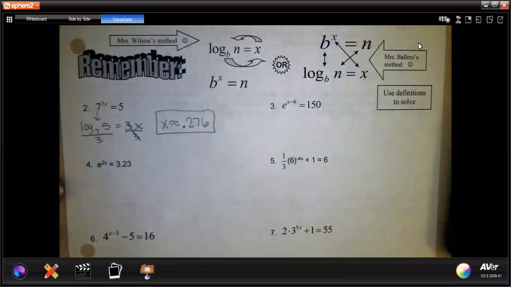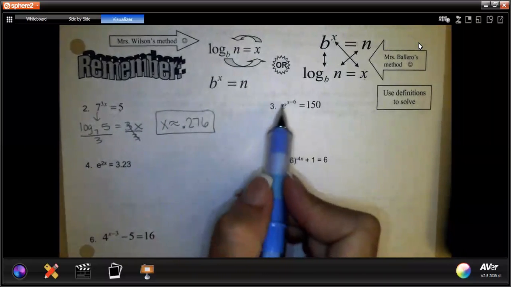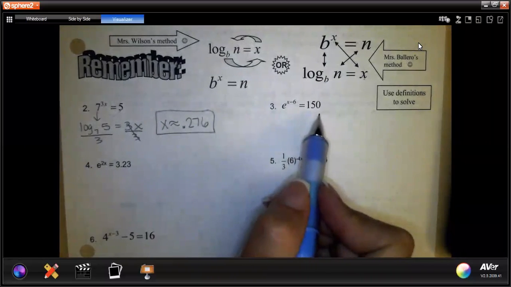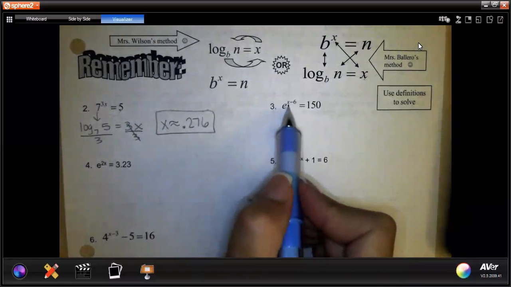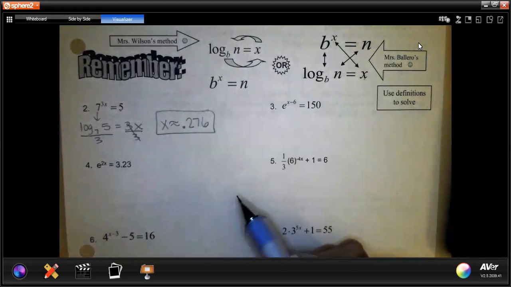And we have solved that exponential. All right, we'll try another easy one here. We have e to the x minus 6 is equal to 150. Our variable is in the exponent. X is in the exponent. The only way of freeing this out is using that definition.